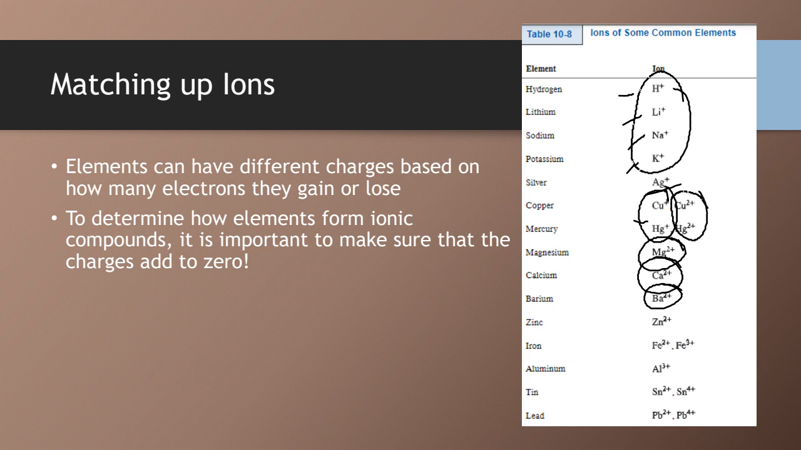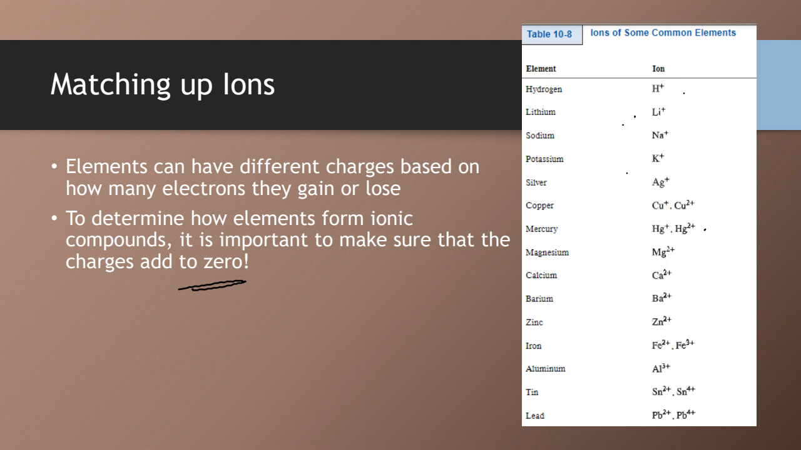And so when you're trying to put elements together into ionic compounds, it would be important that these things would have charges that would add to zero. So for example, we know that fluorine has a -1 charge. Hydrogen has a +1 charge. If we put them together, hydrofluoric acid has no charge. +1, -1, they add to zero. And that's what we're looking for.